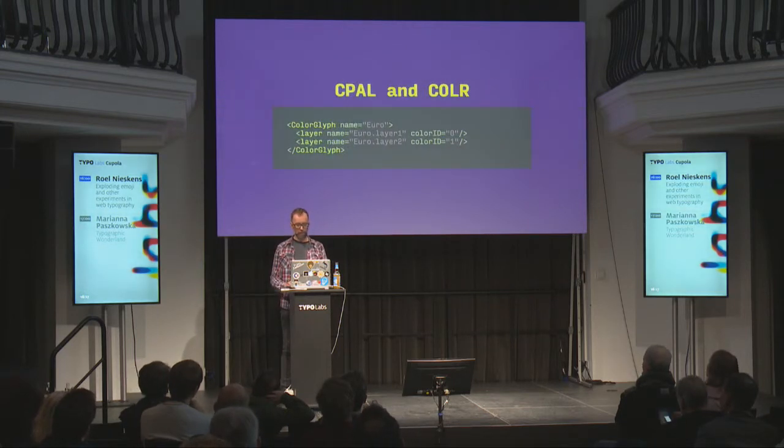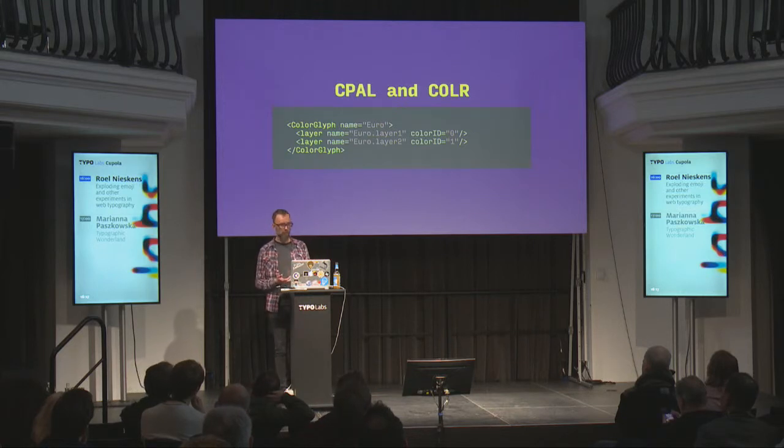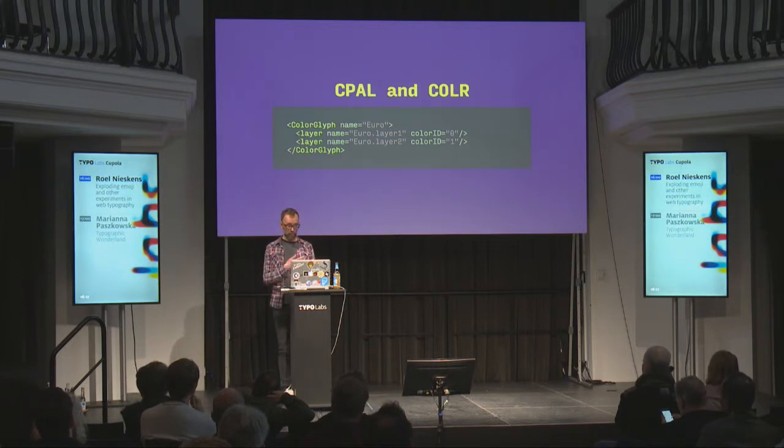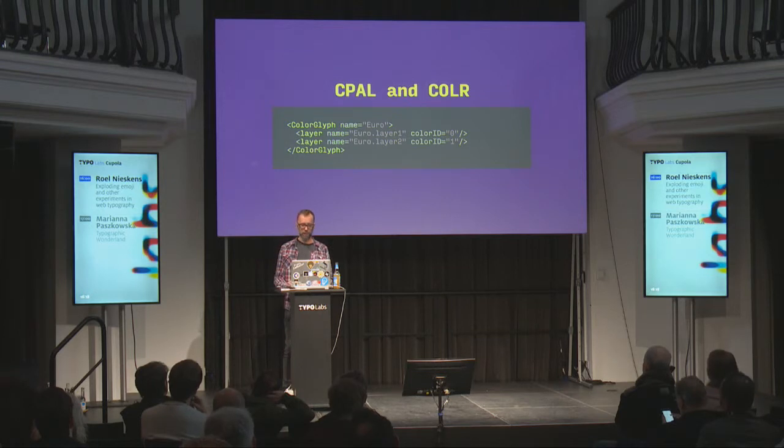In combination with the color format, this is the way you do it. This is an entry for the euro sign, and it says if color fonts are supported, if color CPAL is supported, instead of drawing the regular euro sign, take the glyph called euro layer 1, put that at the bottom, and give it color number 0. That would be red. The layer on top of it, give it color number 1 from the CPAL table. That would be that half transparent green.